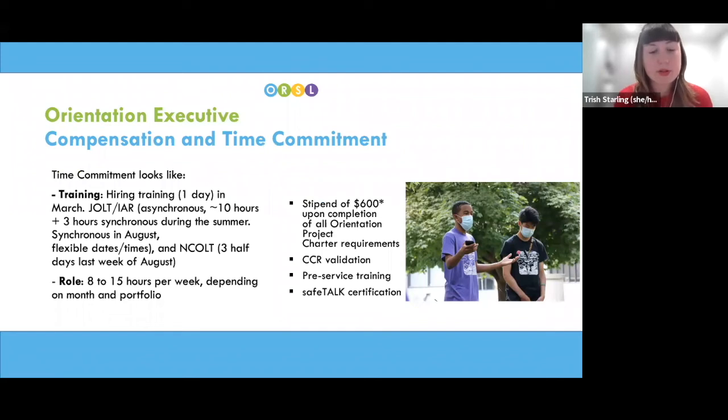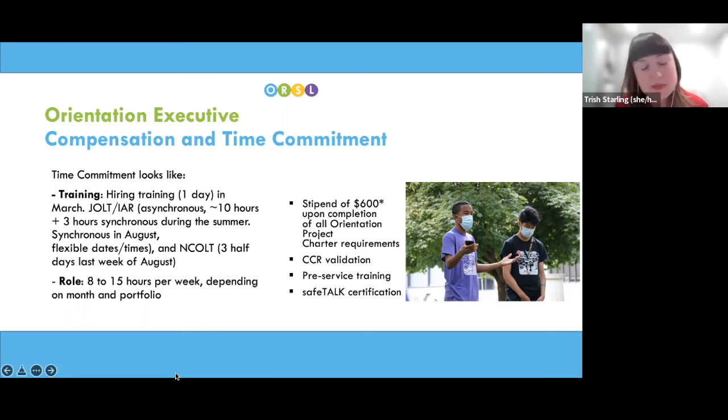So what does this look like in terms of compensation and time? You do have hiring training, which is 1 day in March. You would be involved in some of the other training pieces. It is also doing that joint orientation leader training and the identify, assist, refer that we've spoken about with the other roles. So we're looking at about 10 hours asynchronous, and then 3 hours synchronous during the summer. And there's some flexibility there, especially that asynchronous training. And then we also have a New College orientation leader training that happens the last week of August.